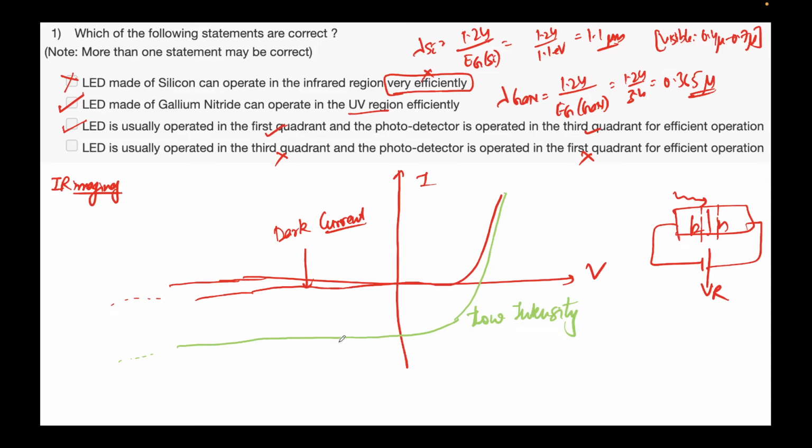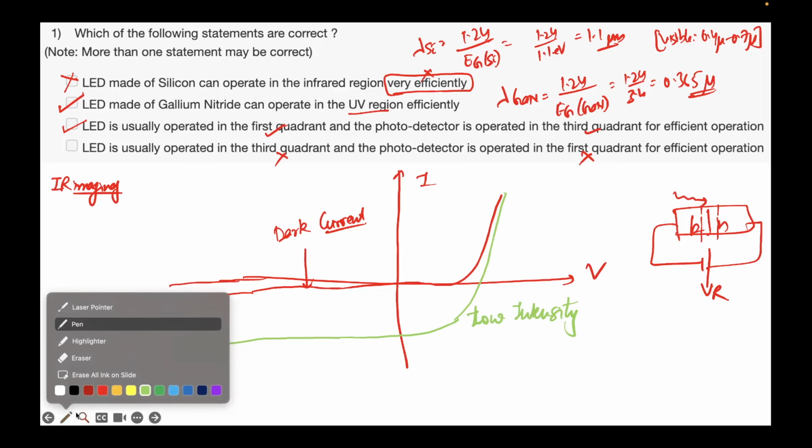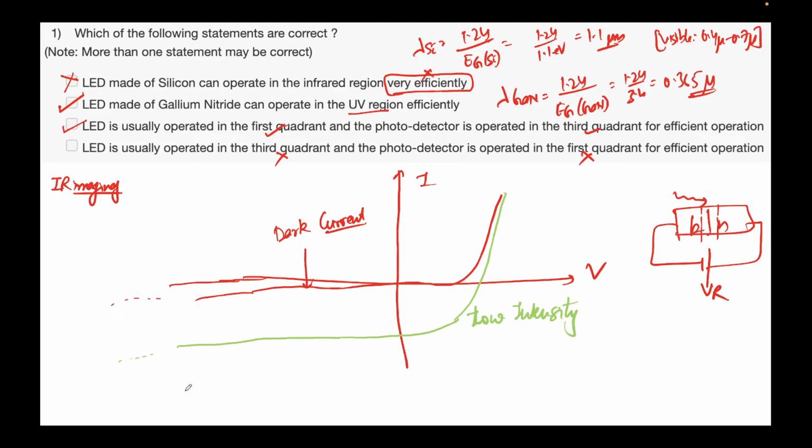Now I'll increase the intensity. Let's say now I increase the intensity to 10 to the power 8. Now I'm bombarding more photons. So more electron-hole pairs will be generated, and if VR remains the same, then you will see the current will increase.